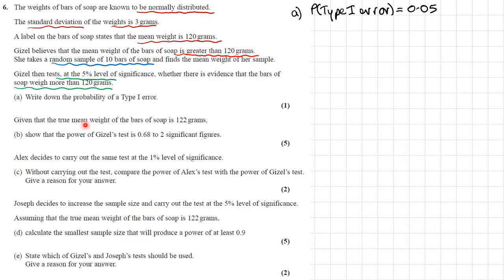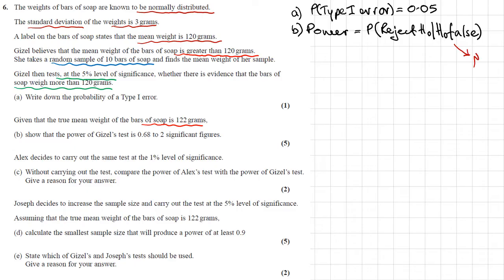Given that the true mean weight of the bars is 122 grams, Part B, show that the power of Giselle's test is 0.68 to 2 significant figures. Now, to find the power of a test, that's equal to the probability that we reject H0 given that H0 is false. We already know H0 is false, given that the true mean weight of the bars was 122 grams. So for this part, we'll have the mean is equal to 122.